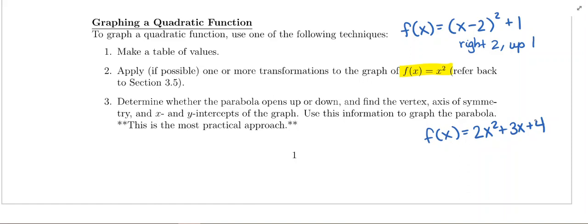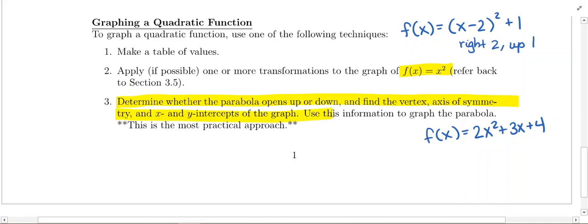So if you have an equation that looks like this, using transformations is not going to help you. The most practical approach to graphing a quadratic equation comes in technique number 3. I'm going to highlight it here. This is the most practical approach, as you can see with the asterisks. You're going to determine whether your parabola opens up or down. You're going to find the vertex, the axis of symmetry, and the x and y intercepts of the graph. These are all things we're going to be able to do pretty easily. Then you're going to put all that information together to graph the parabola. So we are going to approach graphing parabolas as outlined in technique number 3. In the following pages, there are a handful of examples of doing this. I'll go ahead and move over to page 2.